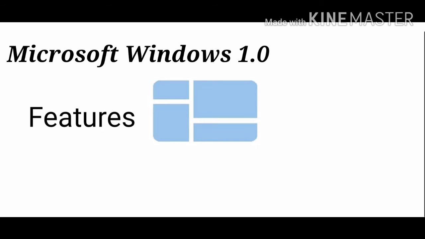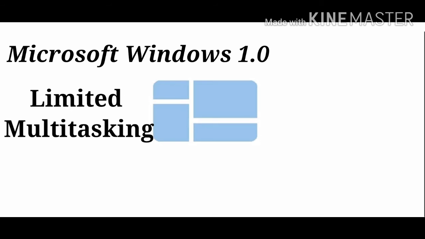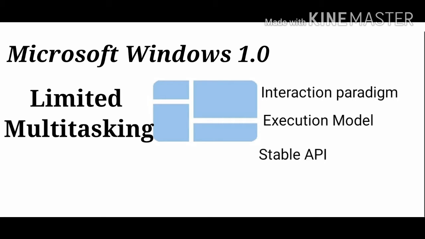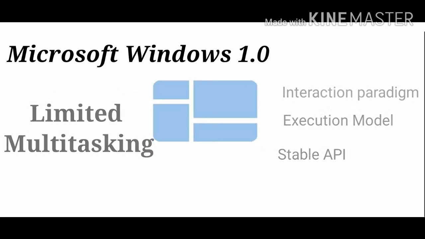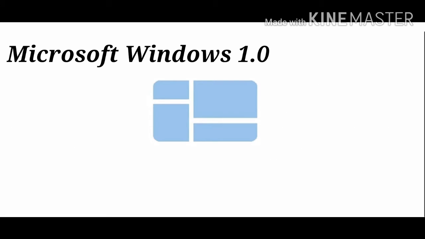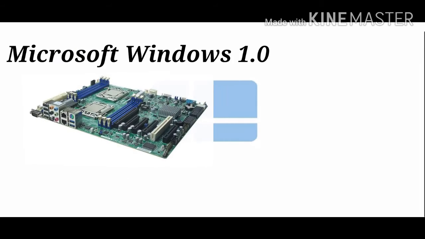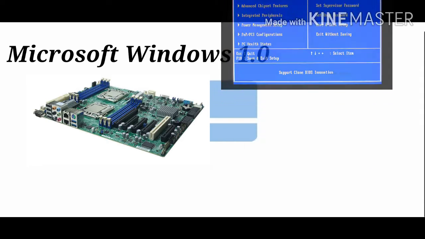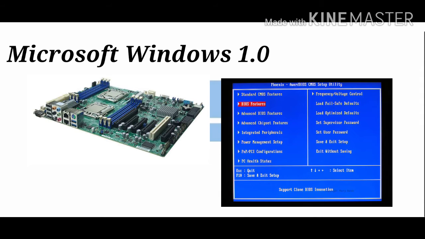So for the features of Windows 1.0, it offers limited multitasking of existing MS-DOS programs and concentrates on creating an interaction paradigm, an execution model, and a stable API for native programs for the future. Because graphics support in MS-DOS is extremely limited, MS-DOS applications have to go to the bare hardware or sometimes just to the BIOS to get the work done.